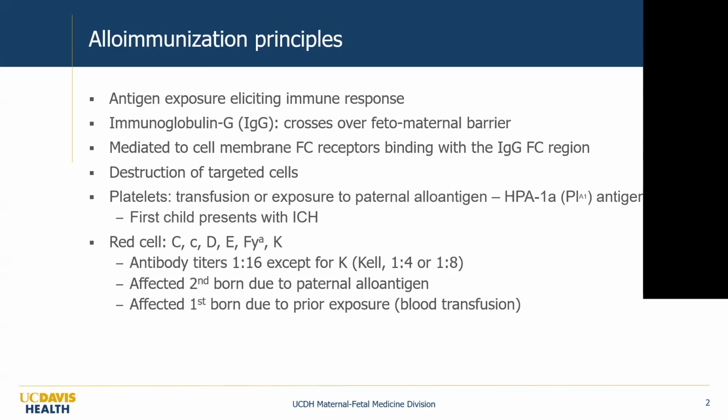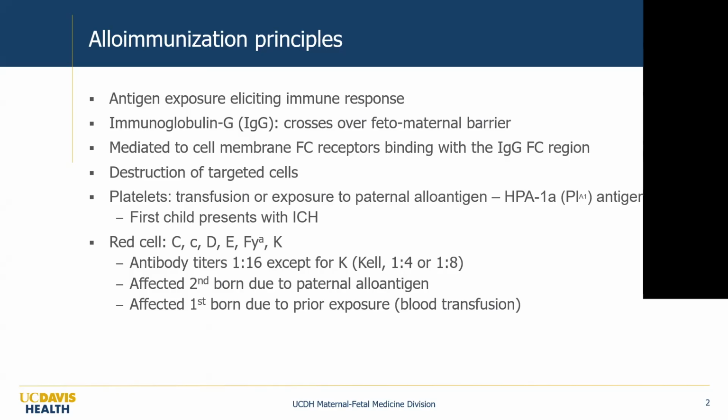Now, other than the RHD, there are other antigens that are on the surface of the cell. So the more common ones are the capital C, the little c, the big E, the little e, although the little e doesn't really cause significant hemolytic anemia of the newborn and the fetus. Then there's the FYA, which is called the Duffy, and the big K or the KEL.